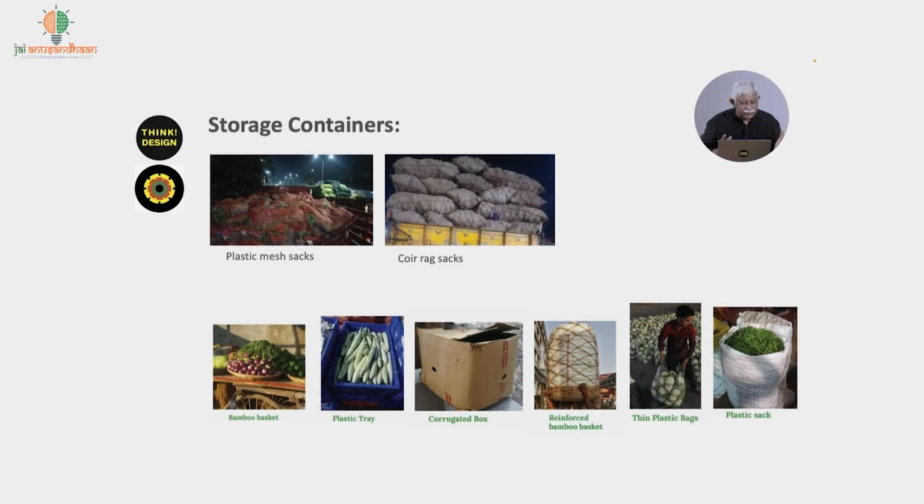If you look at the storage containers, they came in all kinds of sizes, from plastic mesh used to make sacks to coir material made like gunny sacks. Bamboo is used to keep it, plastic is also used, and sometimes corrugated board. Sometimes the bamboo is reinforced, and thin plastic bags and plastic racks are also very commonly used in different stages of the transportation.